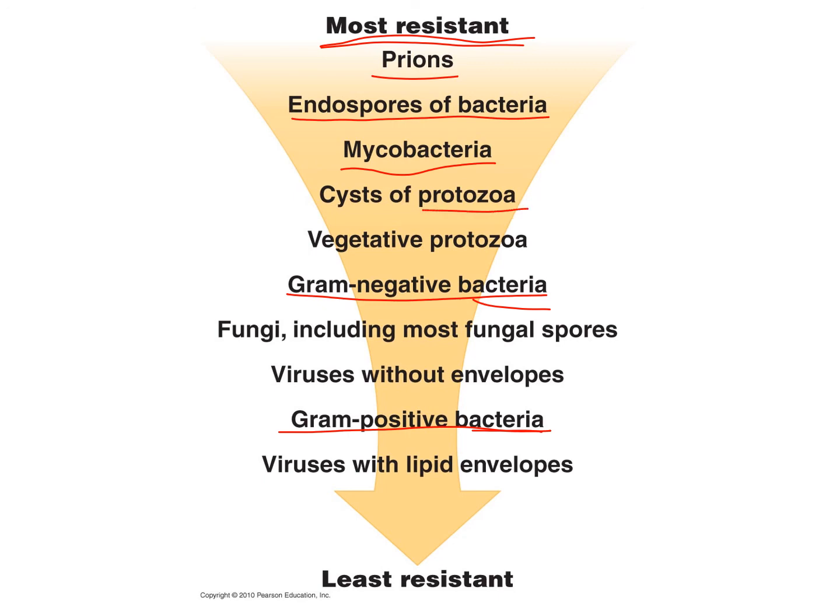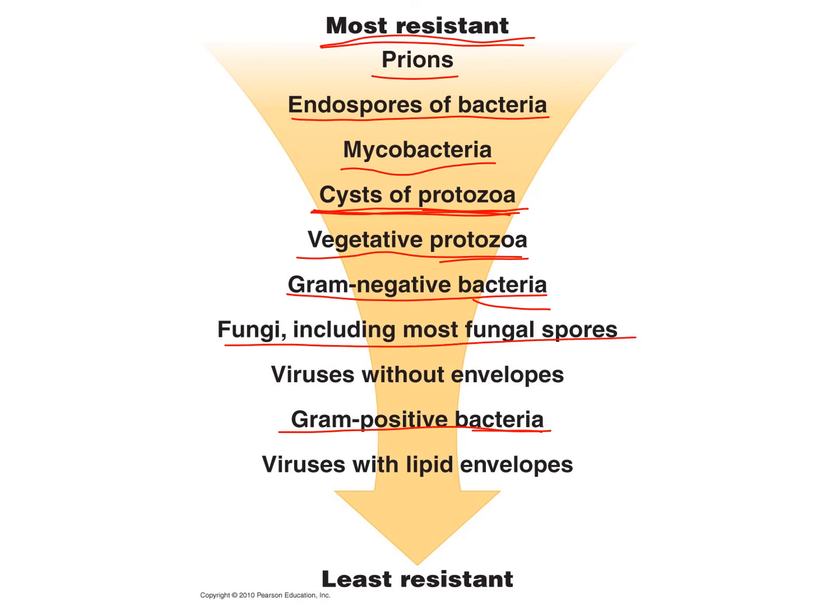Talking about the protozoa, there are two forms: the cysts of the protozoa and then the vegetative protozoa. Remember, they are referred to as trophozoites. The whole purpose of forming a cyst is to protect the protozoa. So the cyst is the protective form, and it should be more resistant to disinfection and sanitization techniques. Then you have the fungi here. The fungi are just about in the middle.